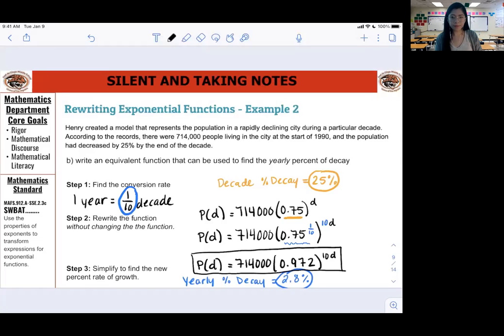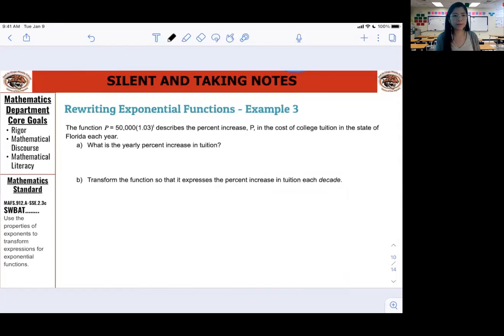Okay. Let's do another one. Now I'm going to write fewer things because now that we kind of get into the groove of it, I'm going to just write fewer questions on the side of the board, but let's go ahead. So a function, p equals 50,000 times 1.03 to the power of t, describes the percent increase, p, in the cost of college tuition in the state of Florida each year. Okay. So what is the yearly percent increase in tuition?